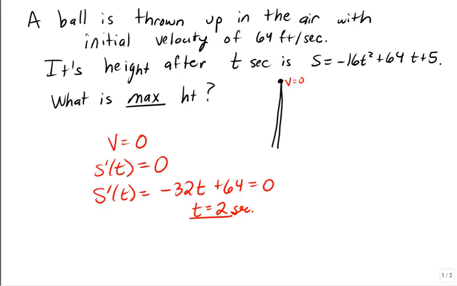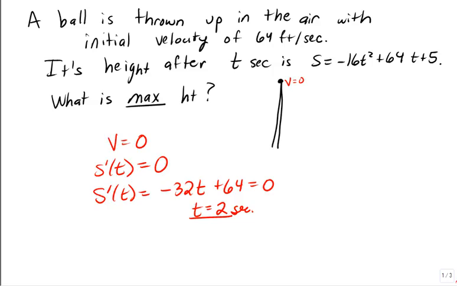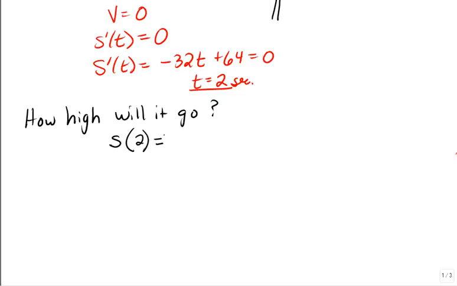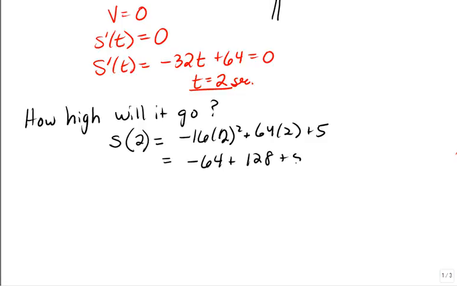So the next question is, how high will it go? If we know it reaches the maximum height in 2 seconds, then s is our height, so s of 2 is going to be minus 16 times 2 squared plus 64 times 2 plus 5. And that's going to be minus 64 plus 128 plus 5, and that's going to be 69 feet.